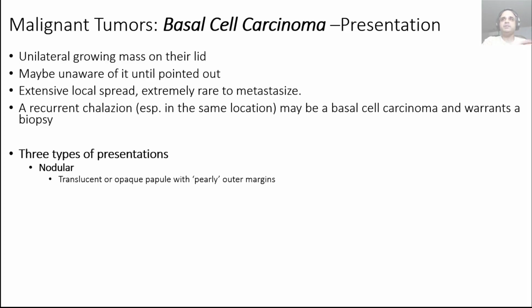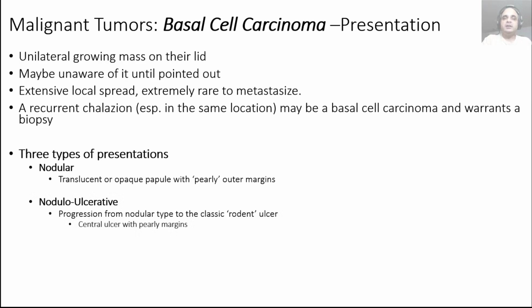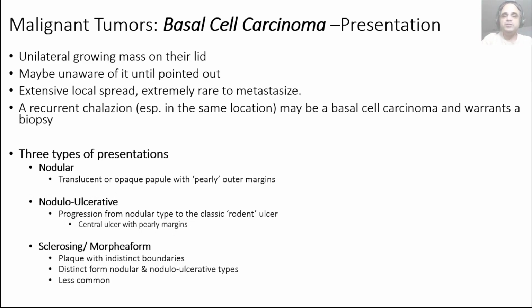There are three types of presentations: a nodular presentation, which looks something like a chalazion; a nodular ulcerative type, in which the nodule has formed and ulcerated and has these very rough edges, which is called a rodent ulcer; and a sclerosing or morphea form type, which has this diffuse thickening of the lid, which is the least common type that you see.